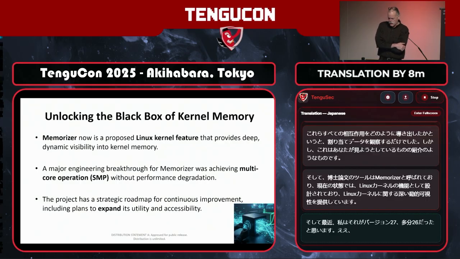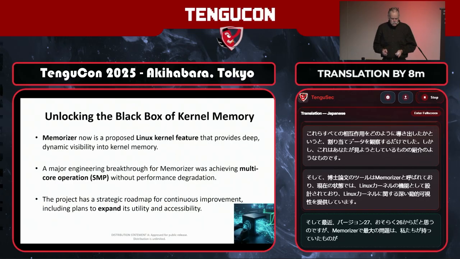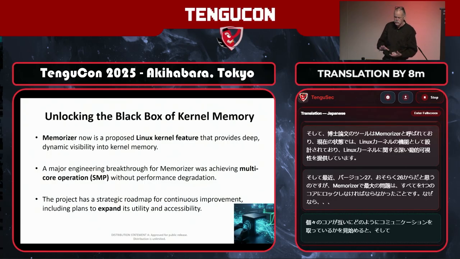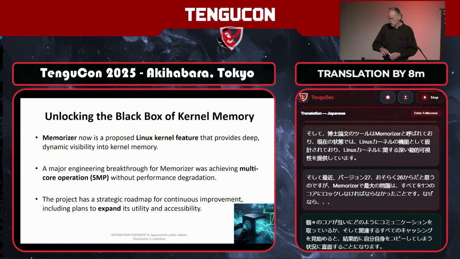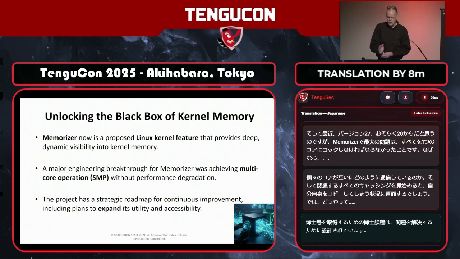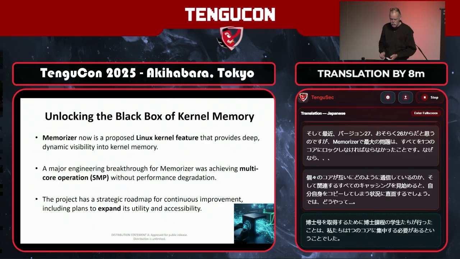the biggest problem we had with Memorizer was that we had to lock everything into one core. Because when you start to look at how individual cores communicate with each other and all the caching that is involved, you'll run into a situation where you end up copying yourself. So how the PhDs, to get their PhD, remedied this was that we just have to nail down to one core. So everything needs to run inside one core.